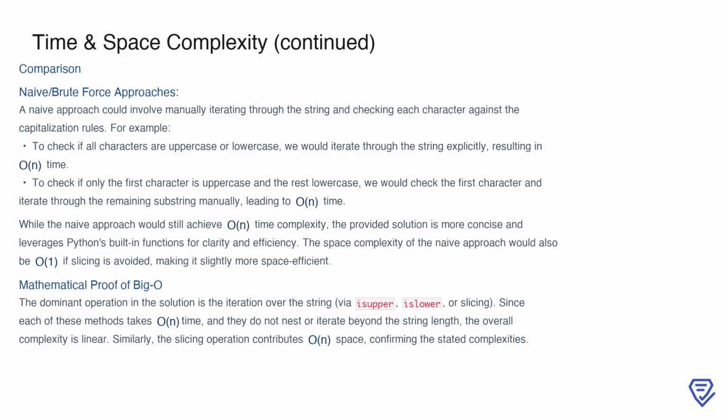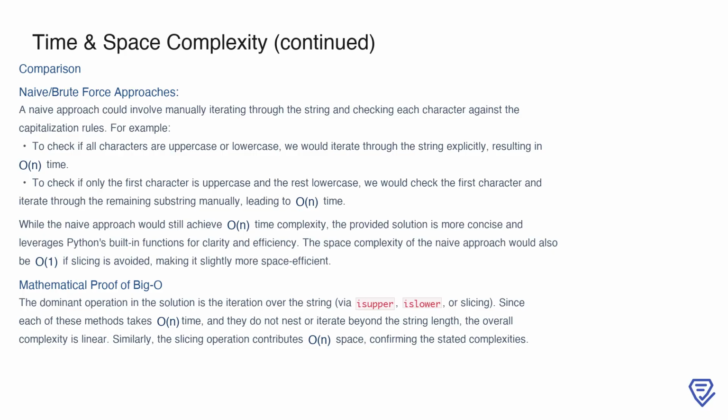A naive approach might involve manually iterating over the string to check capitalization rules, such as explicitly checking if all characters are uppercase or lowercase. This would still result in O(n) time complexity, as each character would need to be inspected. Similarly, checking if only the first character is uppercase and the rest are lowercase could involve iterating over the substring manually, also leading to O(n) time.